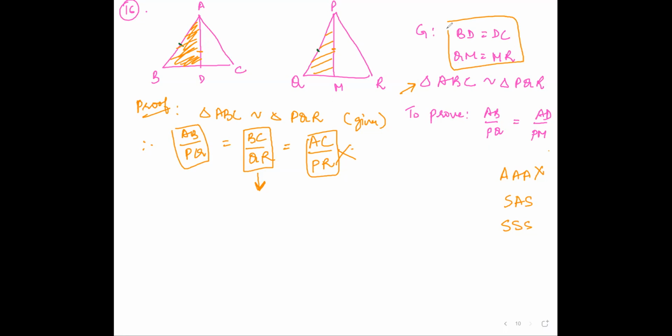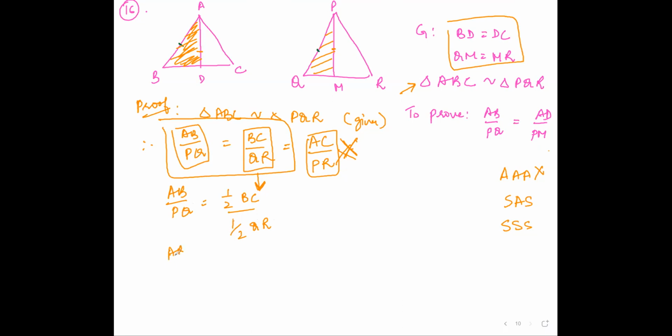Okay, so can I write it like this? AB by PQ is equal to, if I write half of BC divided by half of QR, any problem? No. I'm taking these two only because this is of no use to me. It's outside the small triangle, so this side is not used to me.